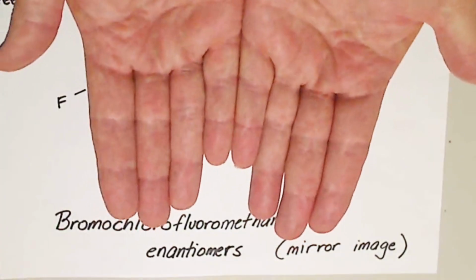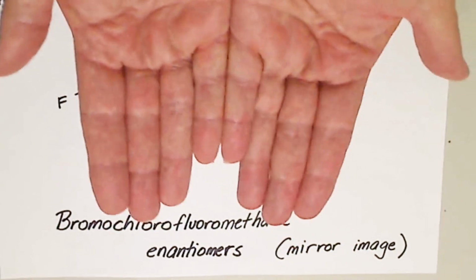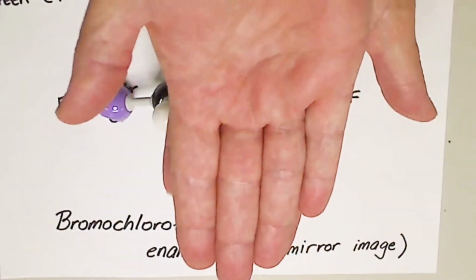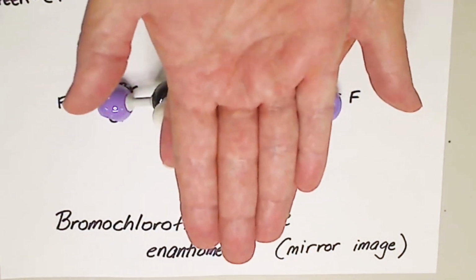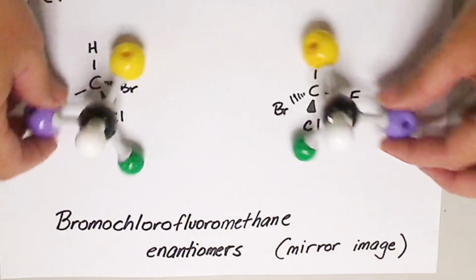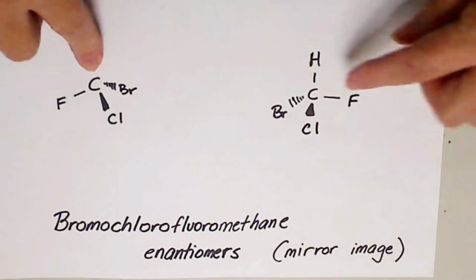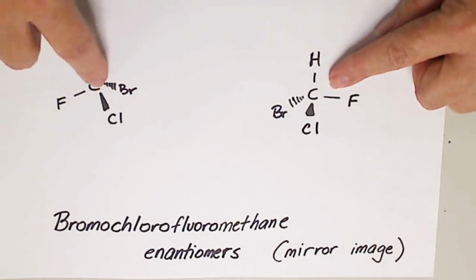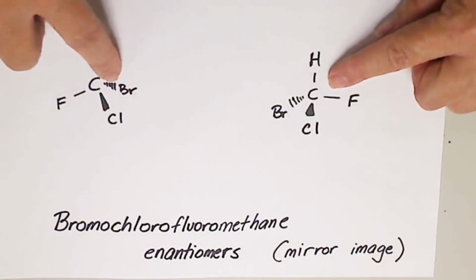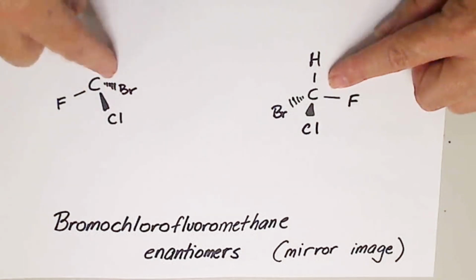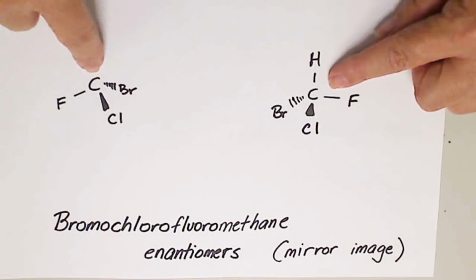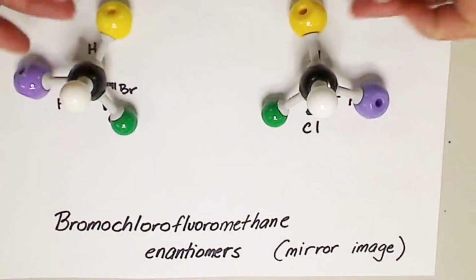Your hands are actually a good example of this sort of configuration, because if I put one on top of the other, it's not the same, so I can't superimpose them, but they are mirror images of each other. The other way of representing it is remembering that anything that is solid is coming towards you, going forward out of the page, dashed lines mean it's going back into the page, and this is on the same plane as the page. So this is this configuration.